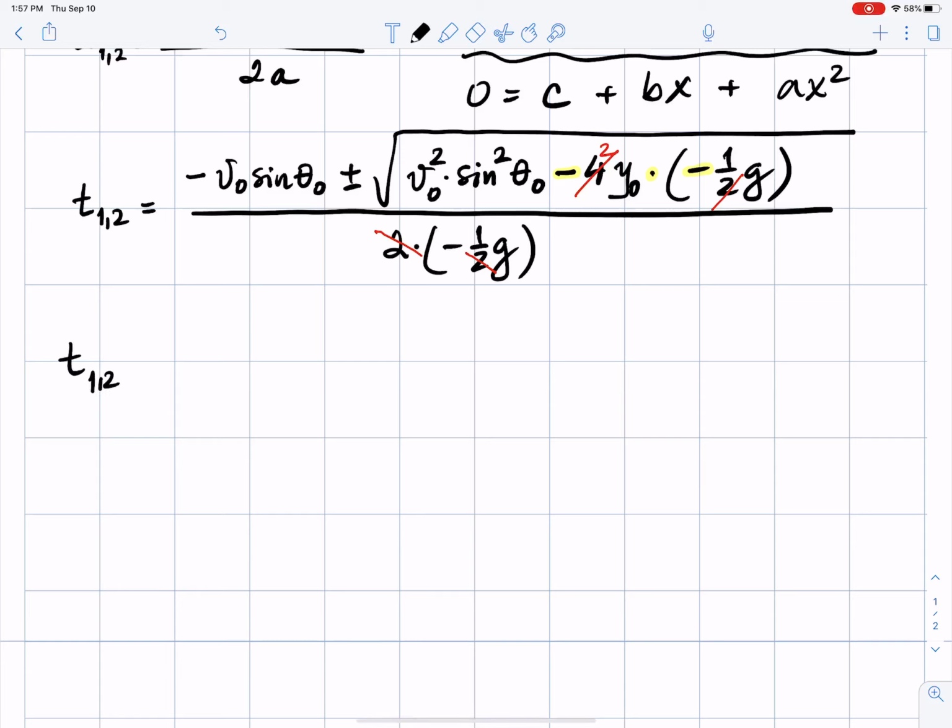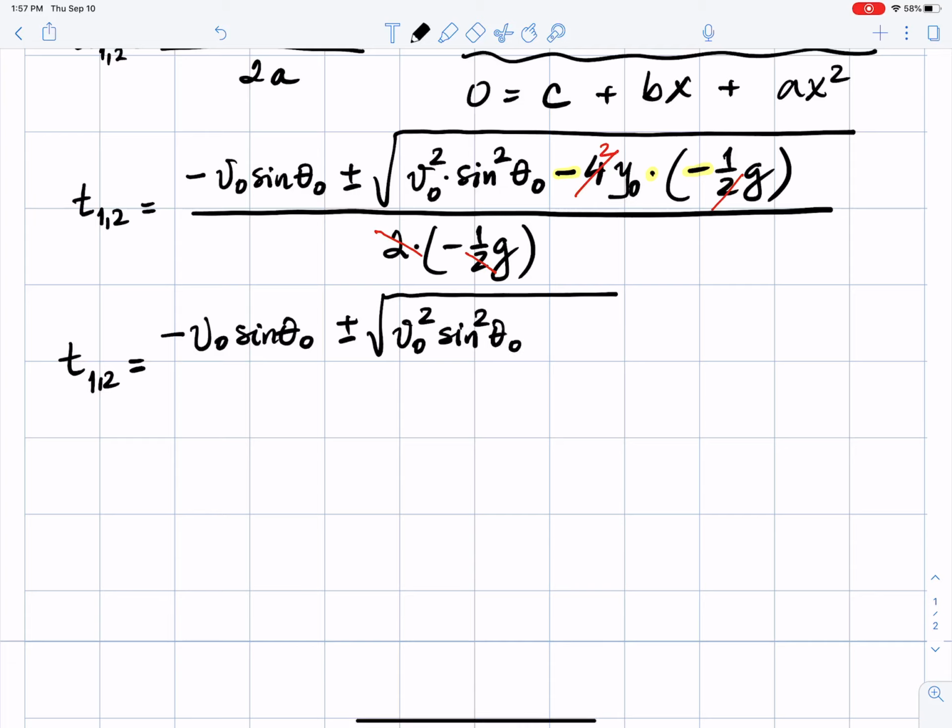So t12 is equal to negative v naught sine of theta naught. Okay, so we have plus or minus the square root of v naught squared sine squared of theta naught, and this will become plus 2g y naught. Okay, divide that by negative g.